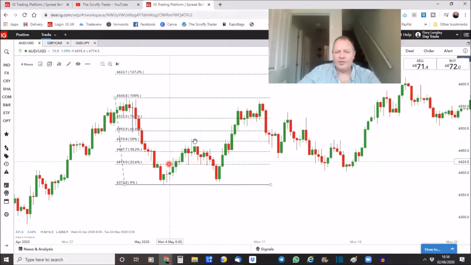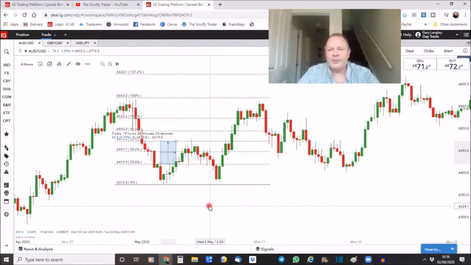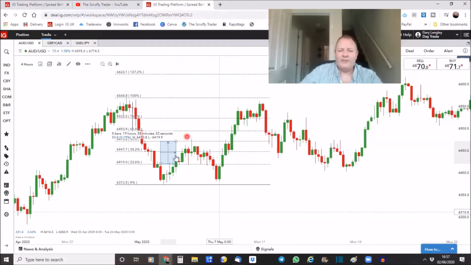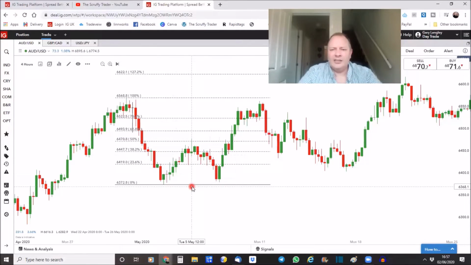Triggers straight up to 50%. All right. And that would be, if you caught it there, onto the 50%, that is 50 pips. That is a good, easy trade, making 50 pips to the 50%. Soon as that hits that, you are at break even.